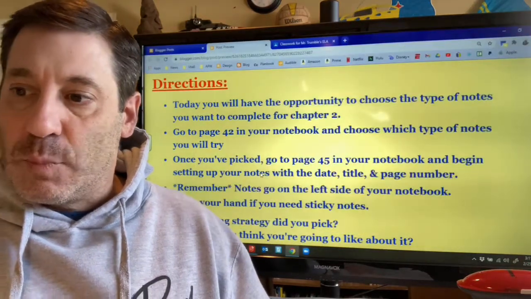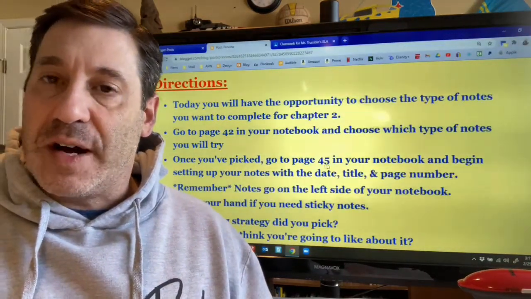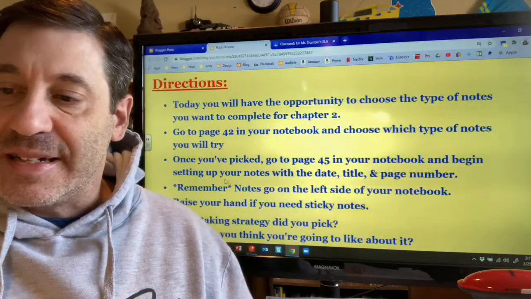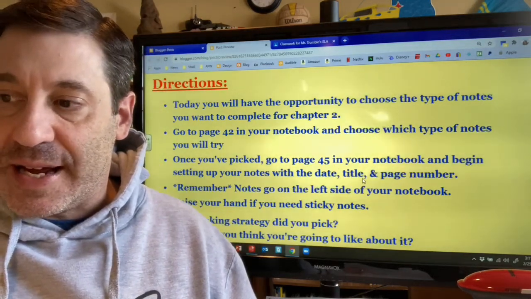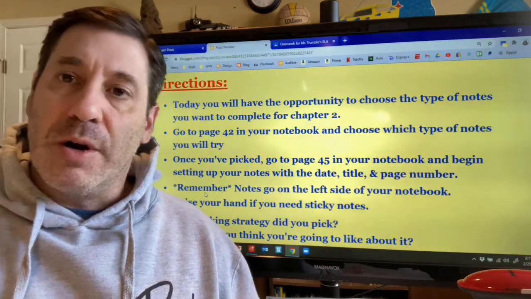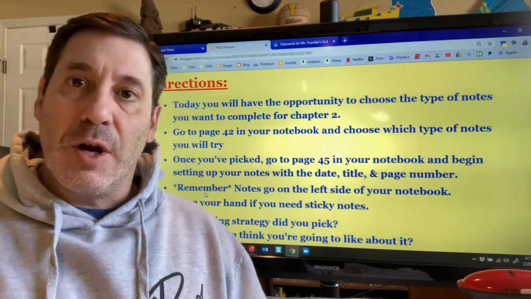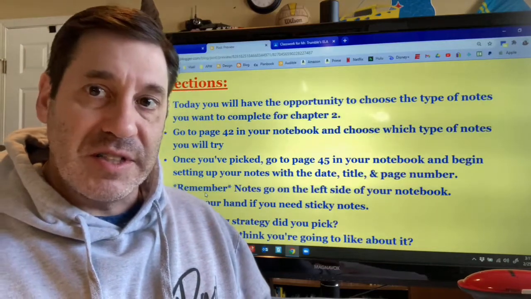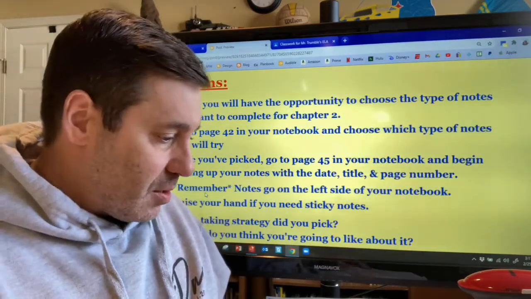Once you have it, once you've picked it out, you're going to go to page 45 in your notebook, and you're going to begin setting up your notes with the date, the title, and the page number. Remember, our notes are always going to be on the left-hand side of our notebook with our summaries on the right.